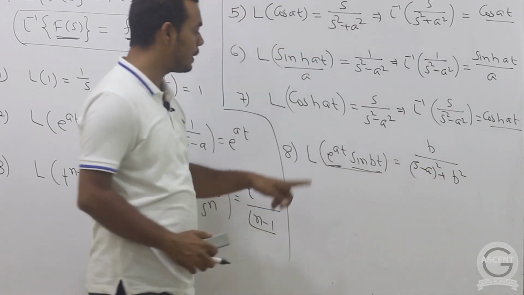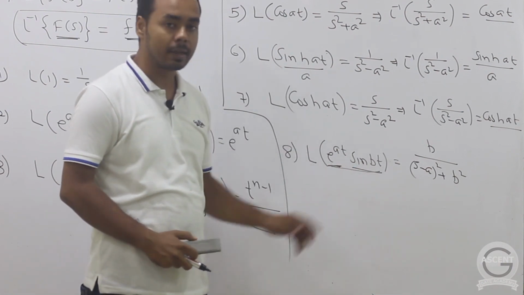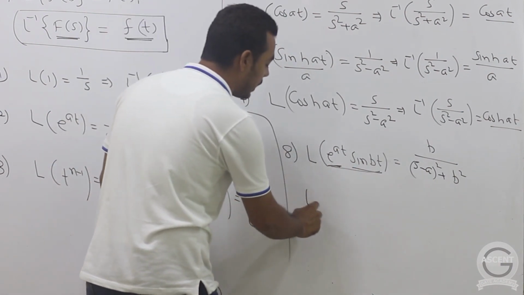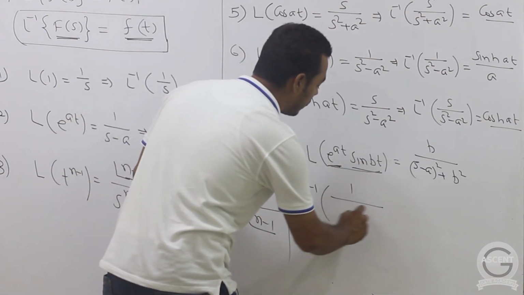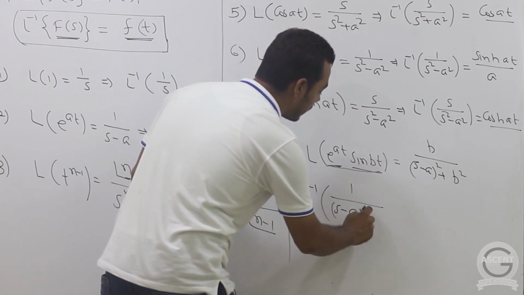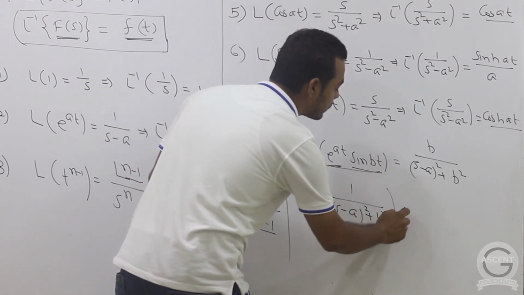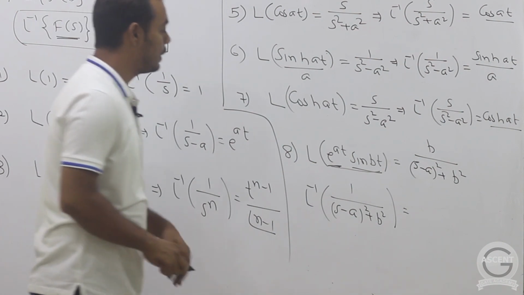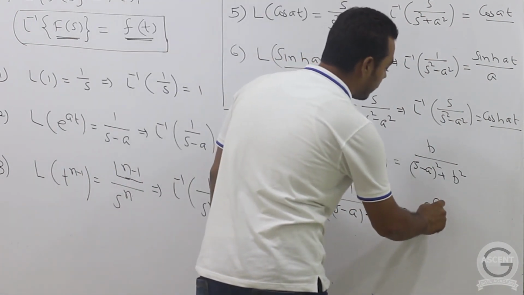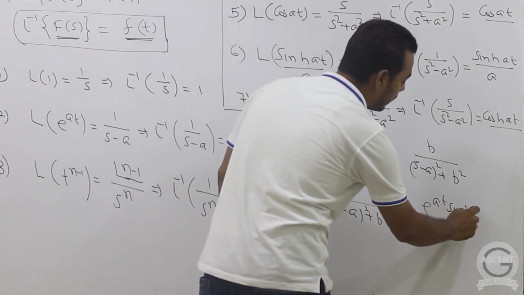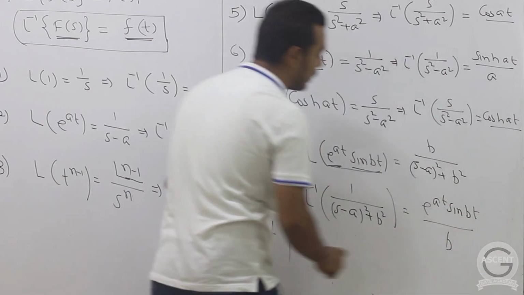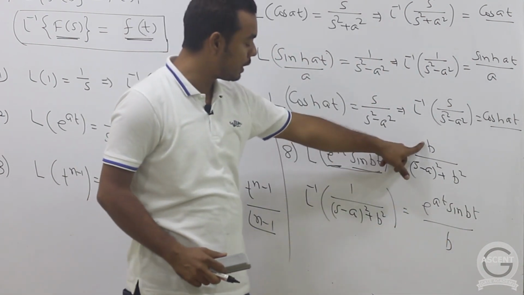So this will be Laplace transform of e to the power at sin bt. Now suppose you have to calculate inverse transform of 1 by (s minus a) square plus b square. Okay, so now this will be simply e to the power at sin bt, divided by b, right? Because if I divide by b, I will get 1 here.